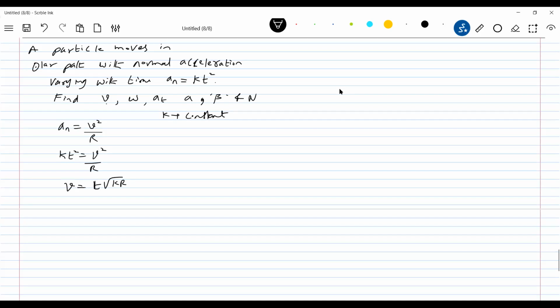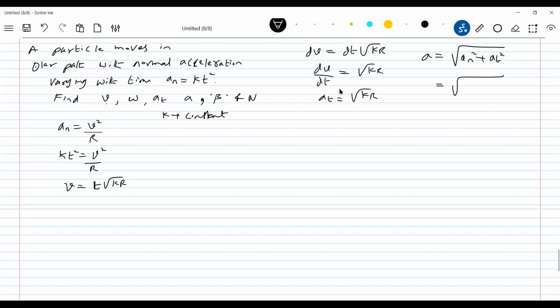I'll differentiate this. dV is equal to dt root kR. So dV by dt is equal to root kR. dV by dt is what? Tangential acceleration. So I know tangential velocity. So the total acceleration vector A equals root of A normal square plus A tangential square.